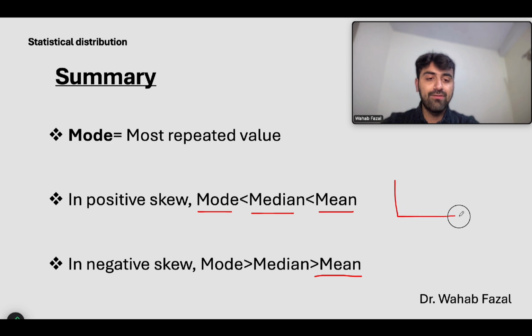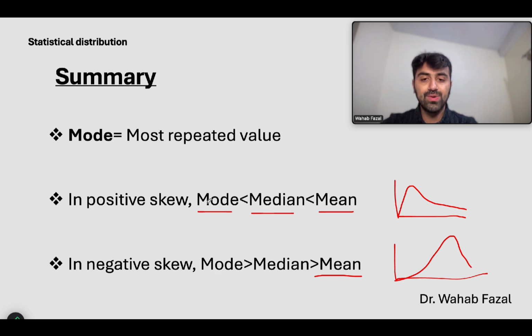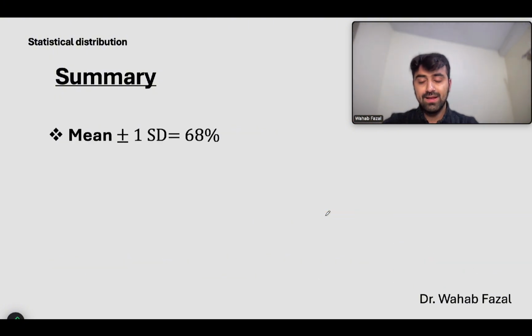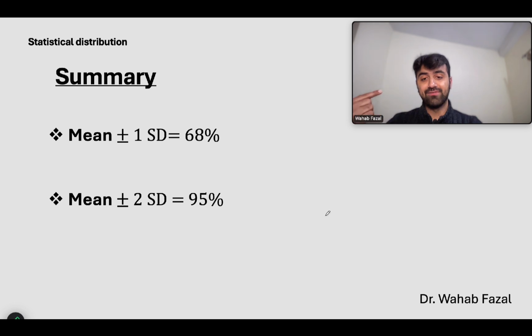Let me draw a graph here again so that you remember and I don't confuse you. So this would be a positive or right-sided skew. And if we just invert this whole thing, this would be a left-sided skew. So now you understand that this would be mode, median, and mean. Again, mean, median, and mode. So that's how negative and positive skew work with their location of mean, median, and mode. Lastly, mean plus minus one standard deviation on both sides contains 68% of the data. Two standard deviations contain 95% of the data, and 3 contain 99% of the data.